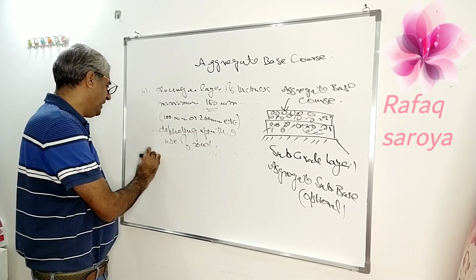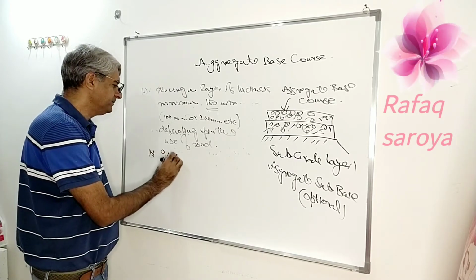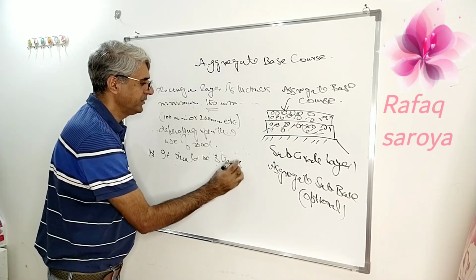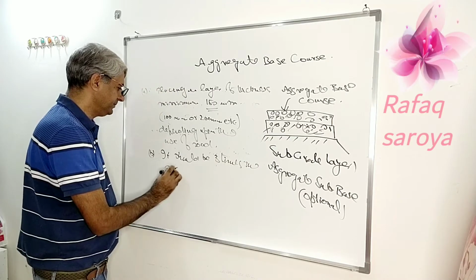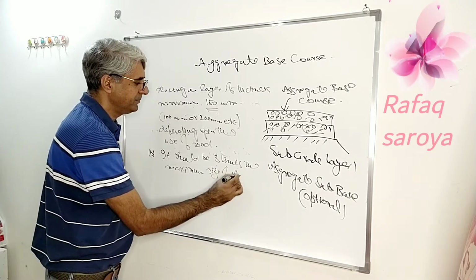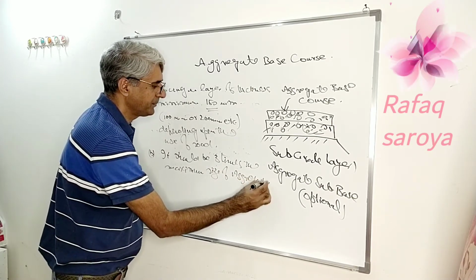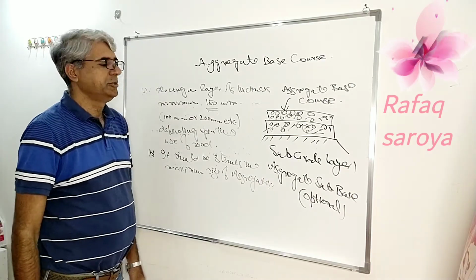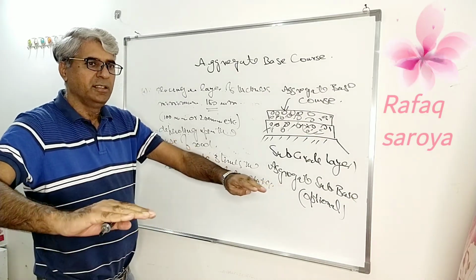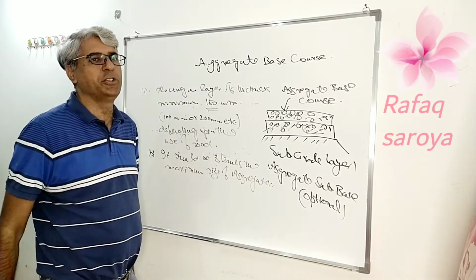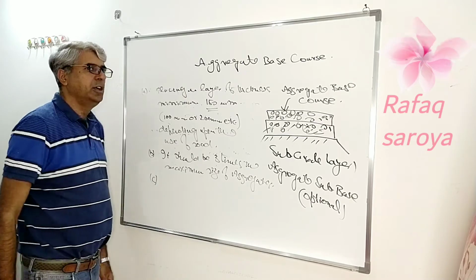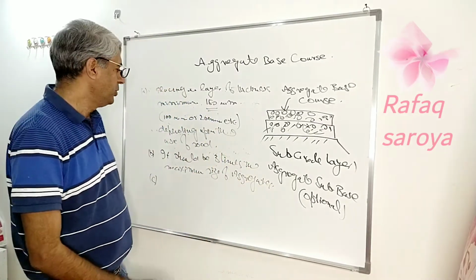Second point, it is also recommended it should be 3 times the maximum size of the aggregate. This is another very important point to understand, that when we have laid down this layer, thickness will also depend upon the size of the aggregate. How are we going to lay it down? It is done by the grader.